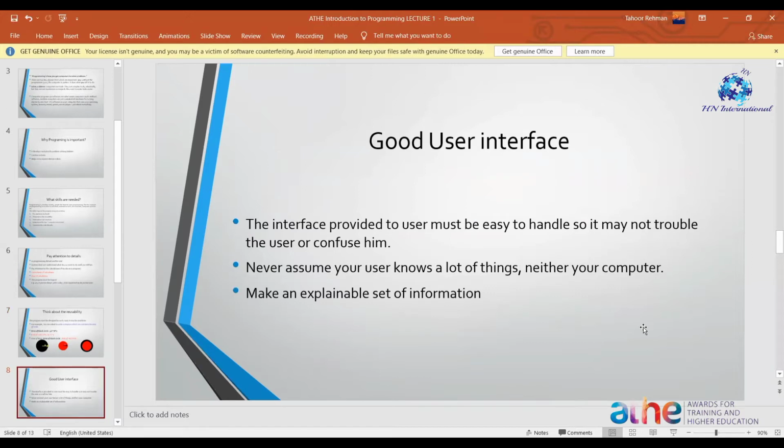So the next one is a good user interface. The interface provided to the user must be easy to handle, so it does not trouble the users or confuse them. Like you can see the interface of an ATM machine, if you are familiar with ATMs.